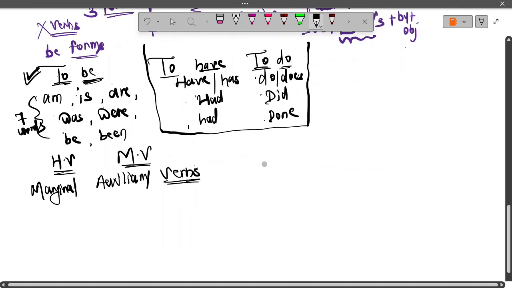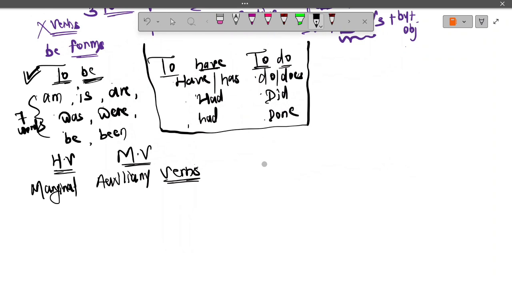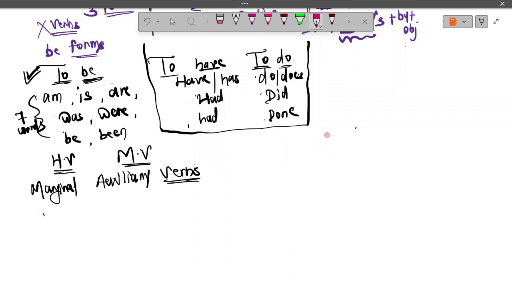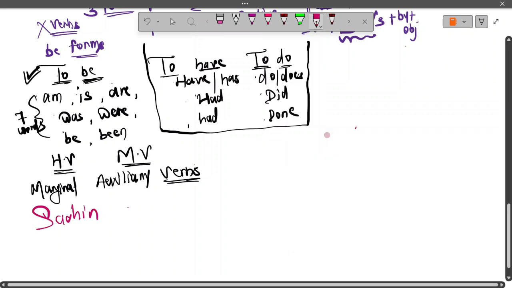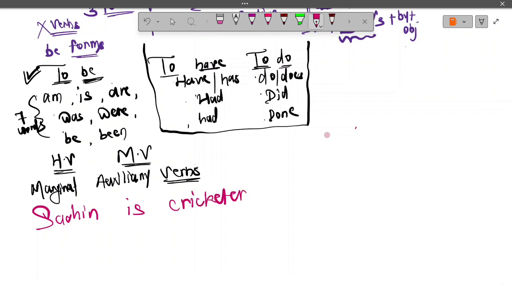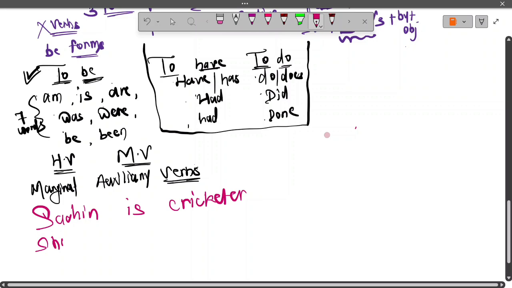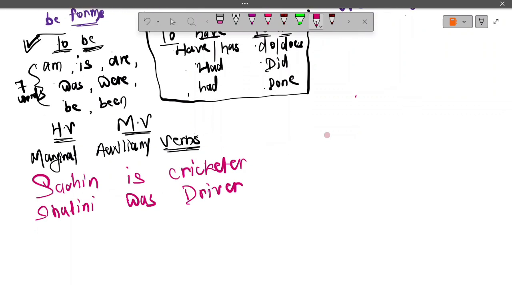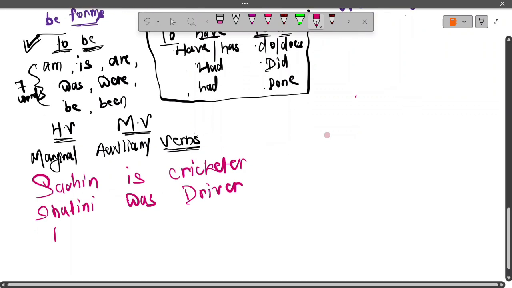I think this is very easy for you. You might have heard, you might have read such examples. Sachin is cricketer, correct. Shalini was driver, okay. And they were angry, okay.